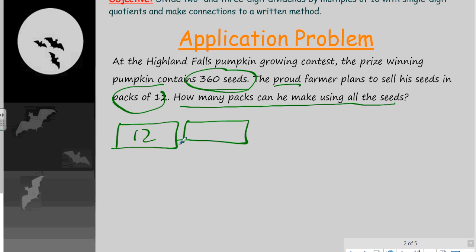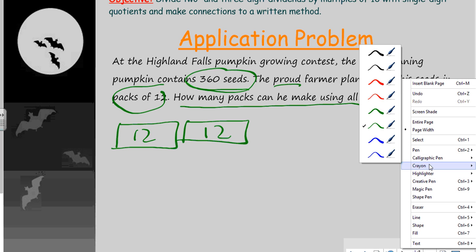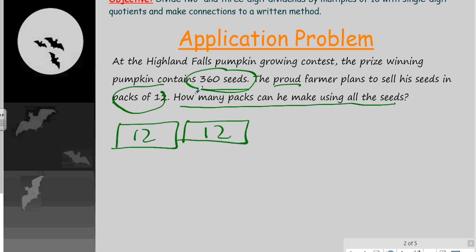I could say this is a pack of 12. This is a pack of 12. And the more that I can start doing this, other things are going to start shining light. Look at 300. Oh, okay. So if I made packs of 12, that means I'm going to take 12 and put it in a pack here. See? Oh, another pack of 12 here.